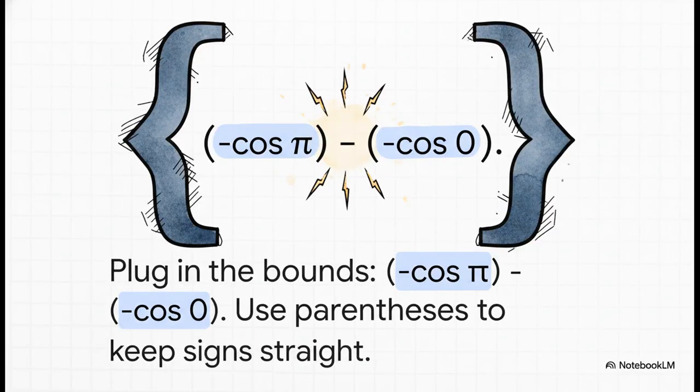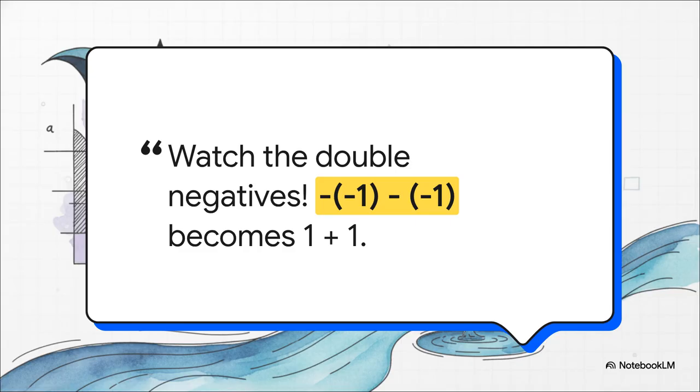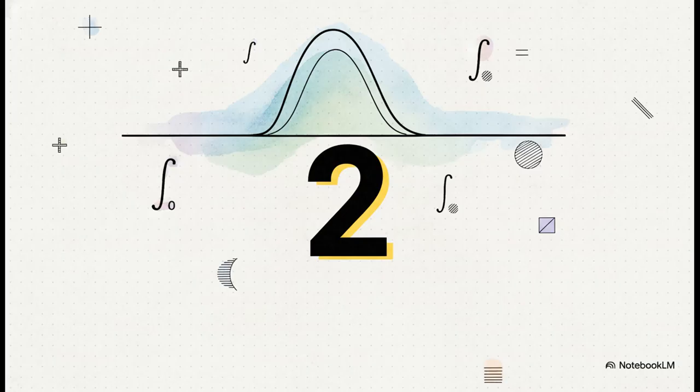Now we evaluate and subtract. So we've got −cos(π) − (−cos(0)). And look, I'm using parentheses here to keep all these negative signs from getting tangled up. Trust me, it's a lifesaver. This is exactly where those parentheses pay off. Okay, let's break it down. Cosine of π is −1. So −cos(π) is positive 1. Then cosine of 0 is 1. So −cos(0) is −1. Our whole problem becomes 1 − (−1). You've got to watch those double negatives. And of course, 1 − (−1) is just 1 + 1, which gives us our final answer, 2. The area under that entire arch of the sine wave is exactly 2.